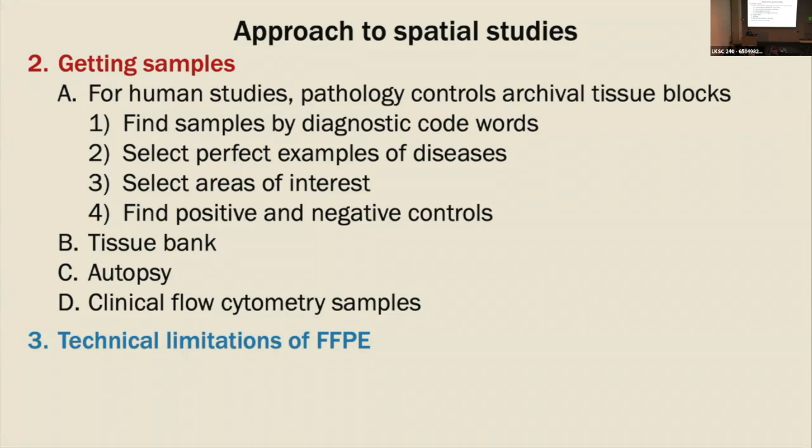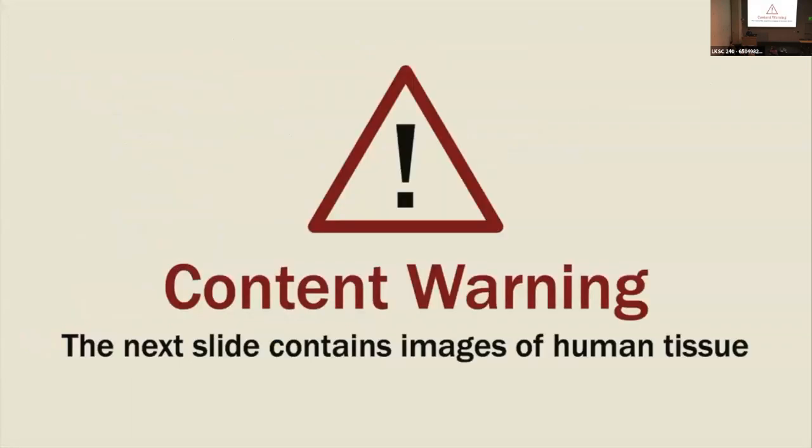And then hematopathologists can get liquid blood, bone marrow, and sometimes disaggregated tissue like a lymph node after flow cytometry. And so all samples have technical limitations. I'll go a little bit into those for FFPE. So the next slide contains some images of human tissue if you're sensitive to that.